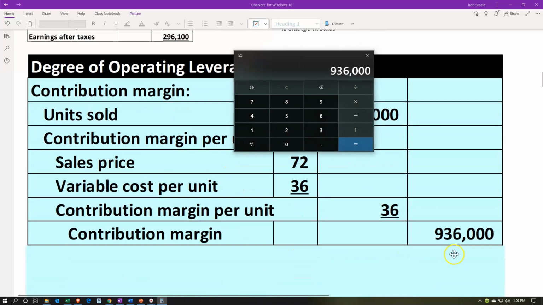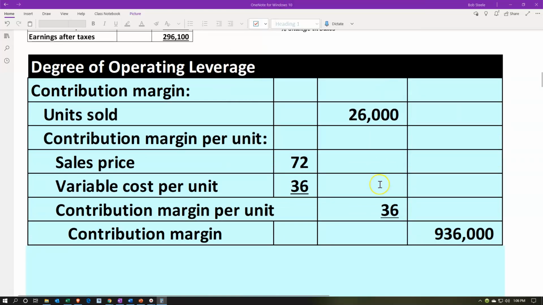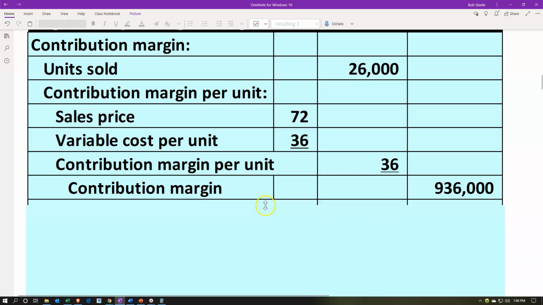That's another way we can calculate the same thing. So there are a couple of different ways we can get to that same number, but bottom line, we're at the total contribution margin. Don't get it mixed up with the unit contribution margin as we have here. This is the total contribution margin. That's our numerator in our formula.